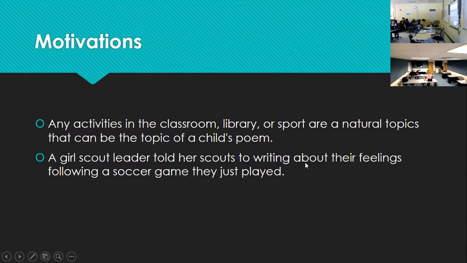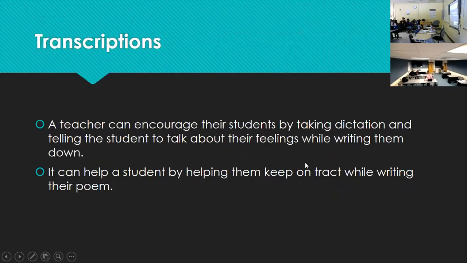In the same way, a Girl Scout leader told her scouts to write a poem about their feelings following a soccer game they had just played. It can show how one student can be excited that they won, and they won 2-3, and how it was such a close game. But the goalie will sit there and talk about how she let the other team score 2 whole goals in this game, and how she's really down about it, and how she needs more practice.